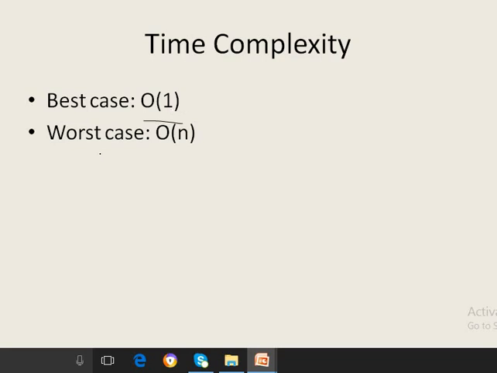And in the worst case, what will be the worst case? The worst case is that the element being searched is present at the end of the array. The last element in the array is being searched. In that case, we have to traverse the array from the first element to the last element. So there may be n elements in the array. If there are n elements in the array, then in the worst case, there need to be n comparisons. So that is why the time complexity of the worst case is given as big O of n. So this is the time complexity for linear search in arrays.